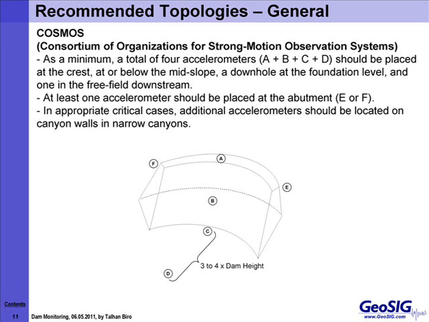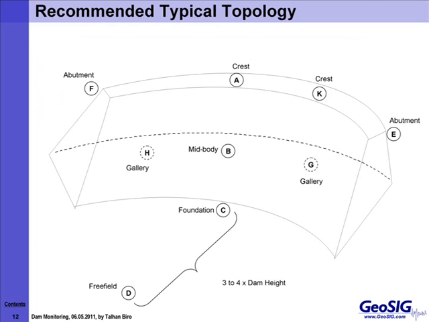similar to what we were saying in each type, where we should put the instruments at the crest, on the abutments, in the midsection and foundation, and finally 3 to 4 times or similar distance to be able to find out the dam response. And finally we can actually summarize what we have seen.